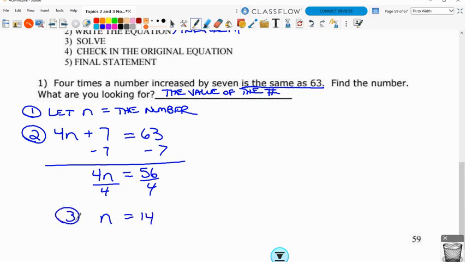So there's our third step. We just solved for the value of n. Now looking at my 5 steps, the next thing I'm going to do is the check. So step number 4, I'm going to do a check.